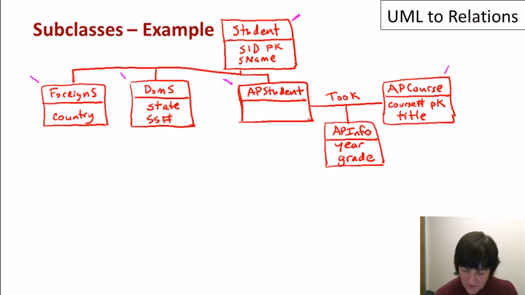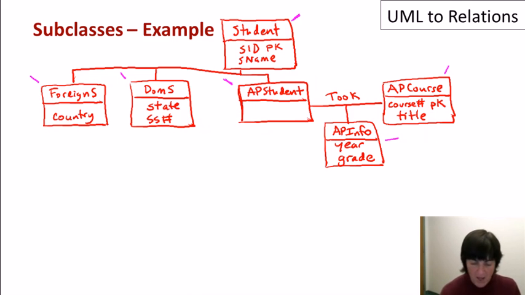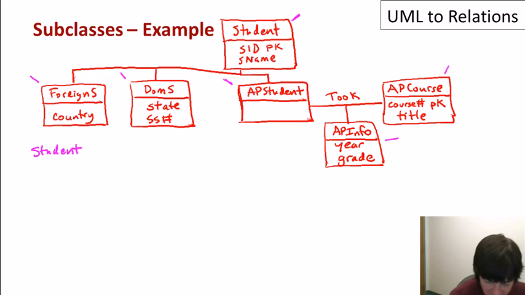AP courses have a course number and a title, and then when a student takes an AP course, there's an association class that says the year they took it and the grade they got. So let's translate this to relations, the whole diagram. And we're going to use the first translation from our 3 schemes. So that's the one where the subclass relations contain the superclass keys and then all the specialized attributes. So let's start by generating the relation for the student class, and that's straightforward. That's just the student ID and the student name, with the student ID being the key.